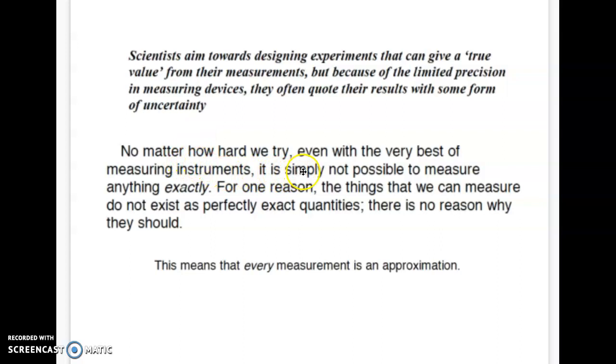No matter how hard we try, even with the best measuring instruments, it is simply not possible to measure anything exactly. For one reason, the things that we can measure do not exist as perfect exact quantities. There is no reason why they should. Every measurement that we take is always an approximation limited by the range of our measurement device.